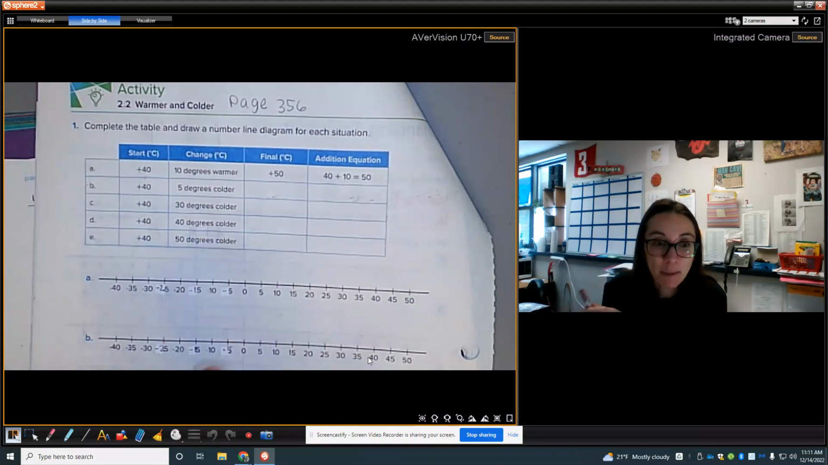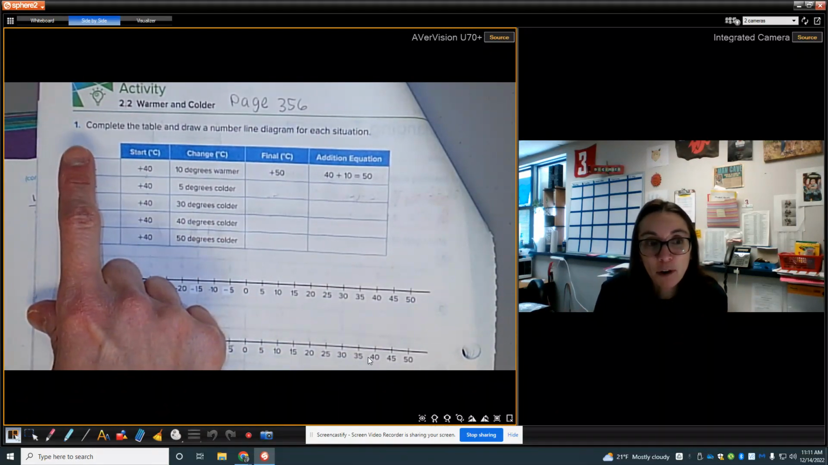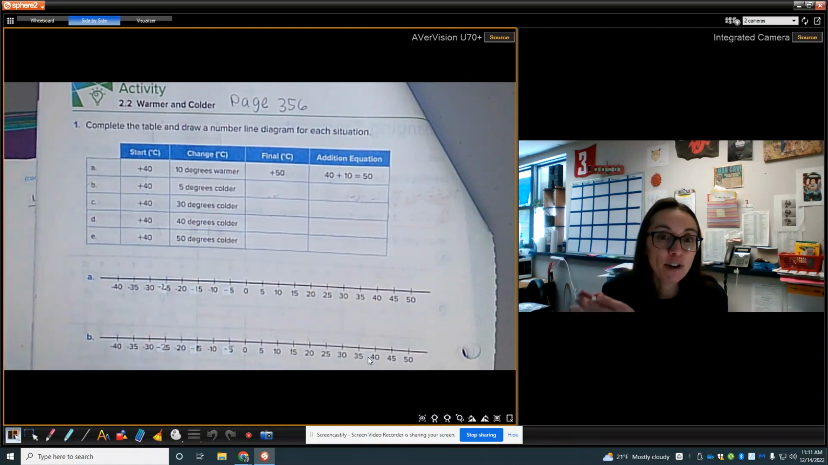So now that you've had a chance to double check or fix your number lines, I want us to go ahead and start number 1. We're going to be completing the table and drawing a number line diagram for each situation.